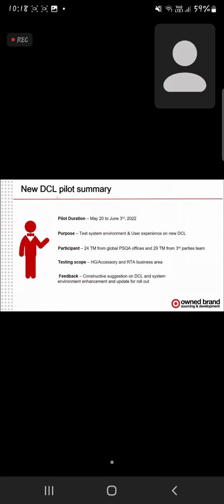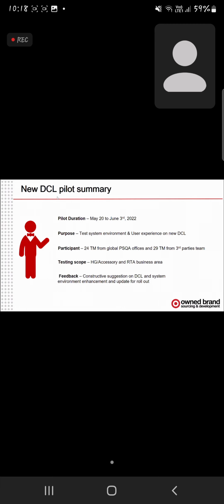Okay, so thanks, Mario, to demo the new app functions. Before the training, we were doing a pilot for this new DCL from May 20 until June 3rd, and the purpose is to test the system environment and the user experience on the new DCL.